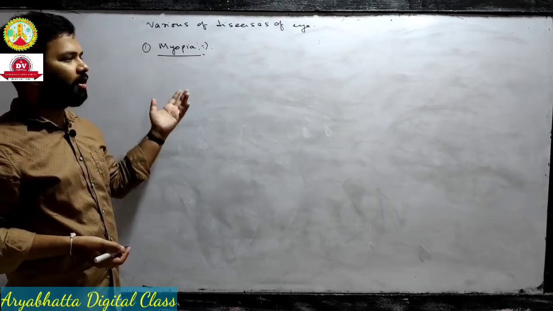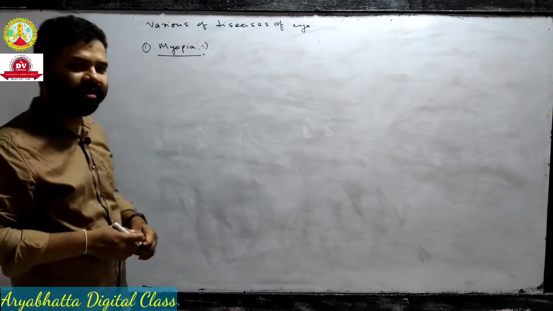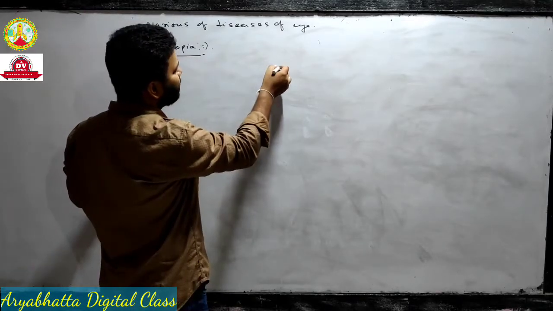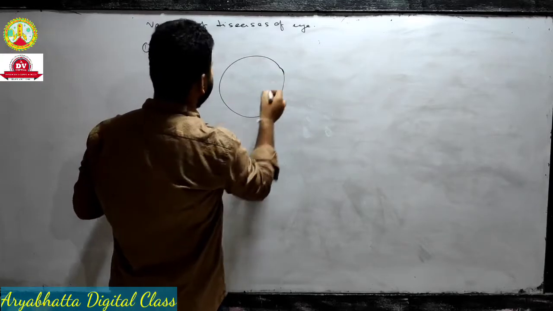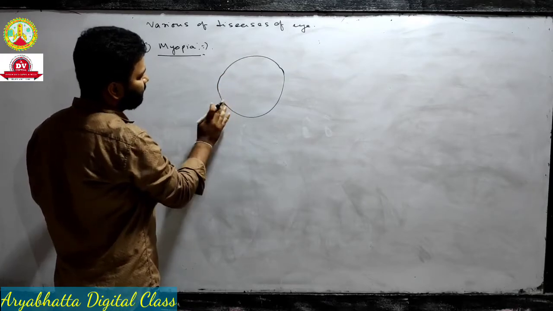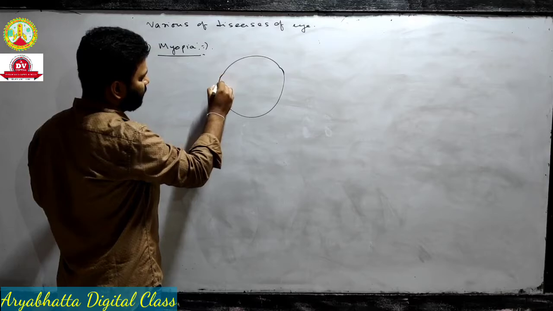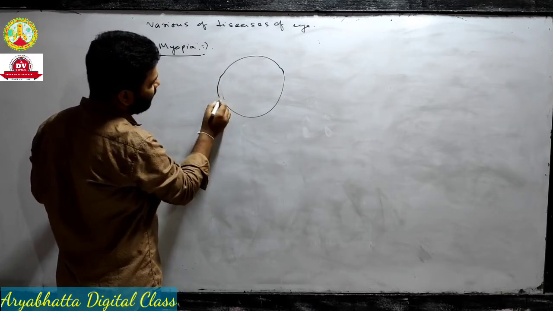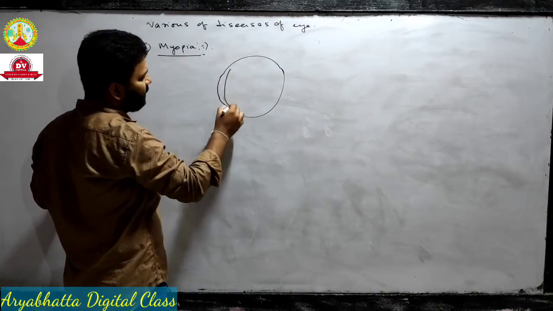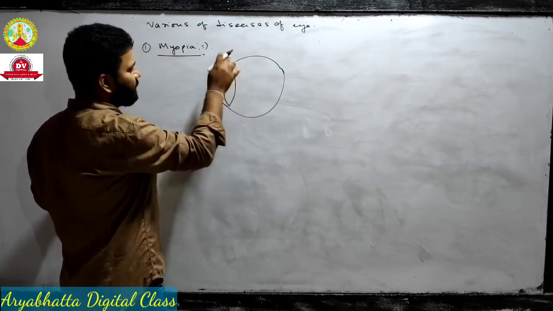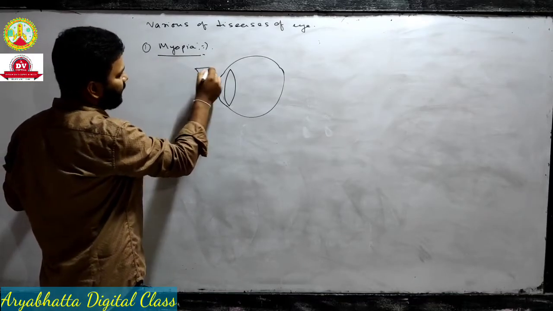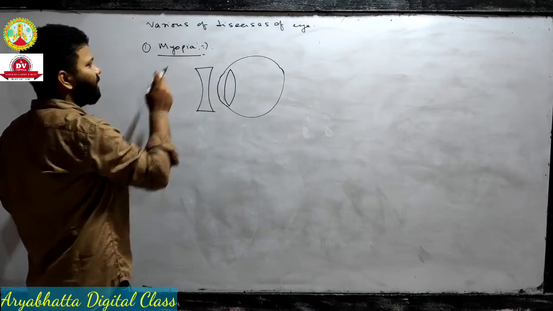I will simply now draw the correction diagram, that how it can be corrected by using a concave lens. So the eye is normally spherical in shape, okay? The front transparent portion is a little bit bulgier, and this portion is known as the cornea. Behind the cornea, we have the eye lens, and the eye lens is surrounded by the ciliary muscles that you already know. If you place here a concave lens, it is used to rectify the problem of myopia.